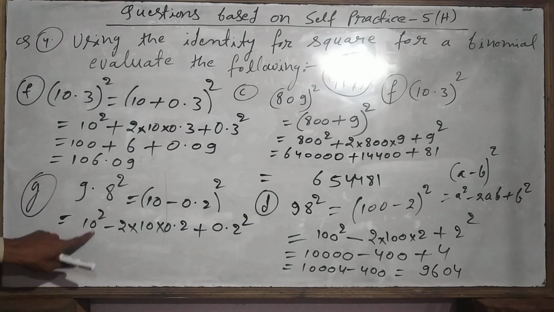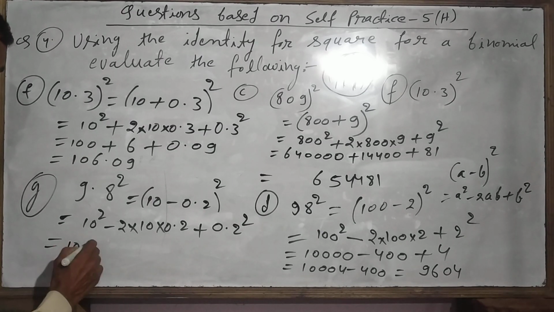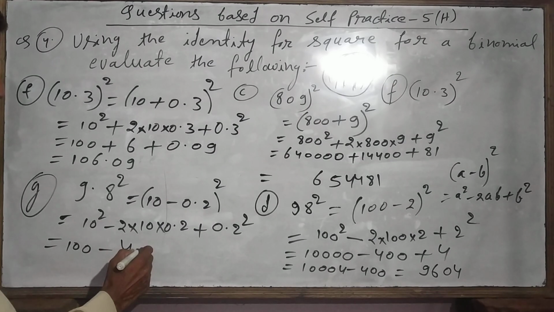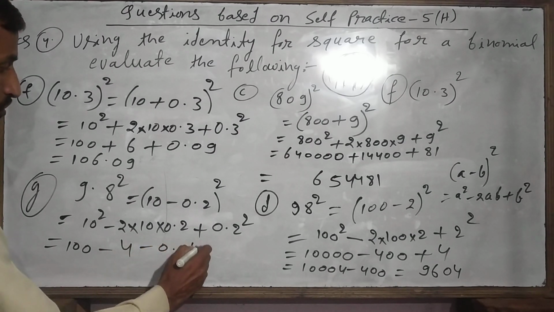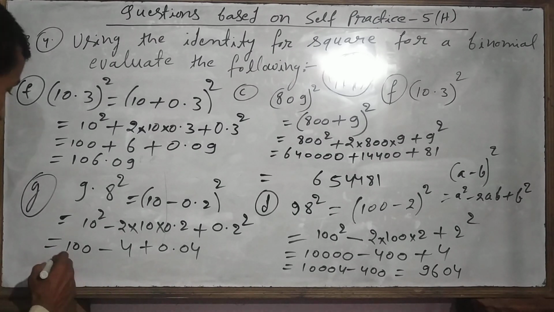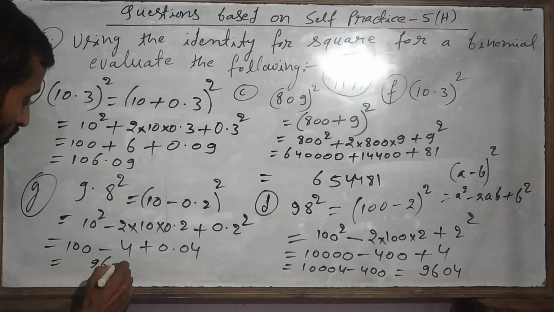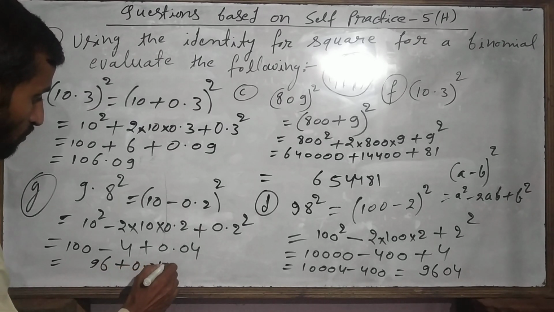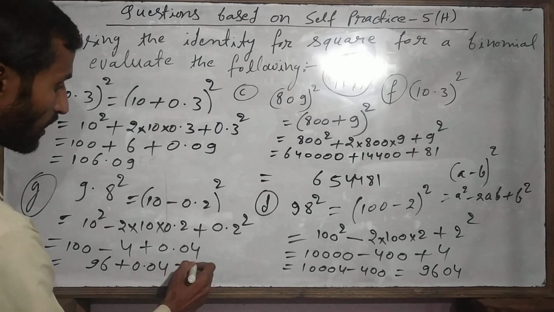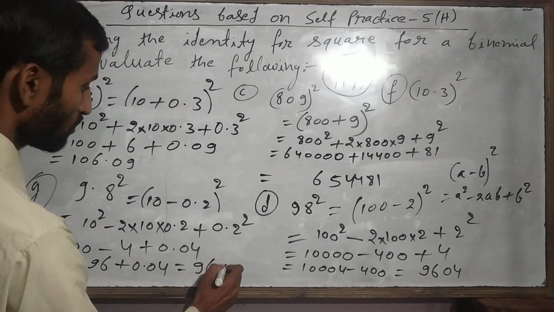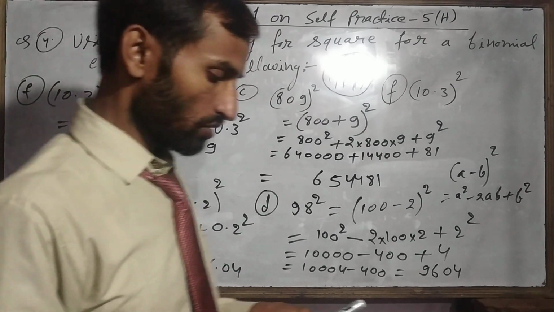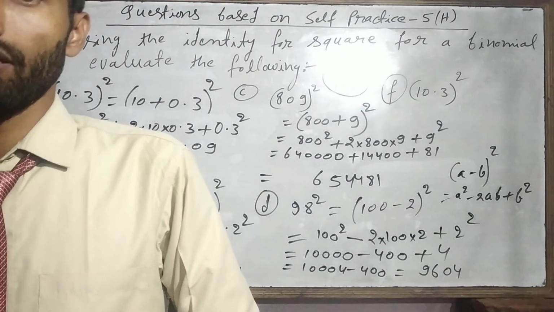Okay, so 10 square means 100 minus, then we will multiply, 2 2s are 4, minus 0.04, this one is plus. Now we will subtract: 100 minus 4, 96 will come, 96 plus 0.04. Now we will add both: 96.04. This is the final answer. Okay, like this we have to solve whatever questions are given in the exercise. Okay, that's all.